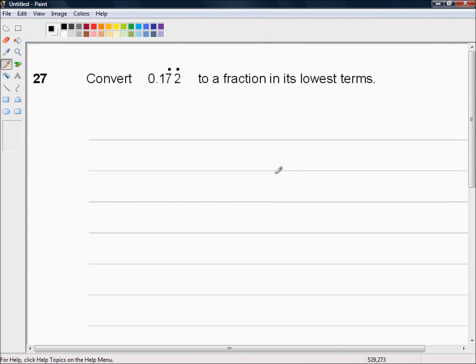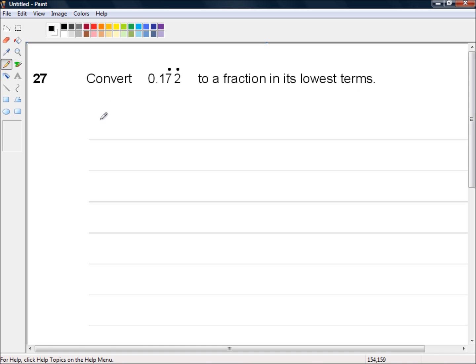Hello and welcome to question 27 of the AQA GCSE Specimen paper 8300/1H. In this question we are asked to convert 0.172 with the 7 and the 2 as repeating decimals to a fraction in its lowest terms.